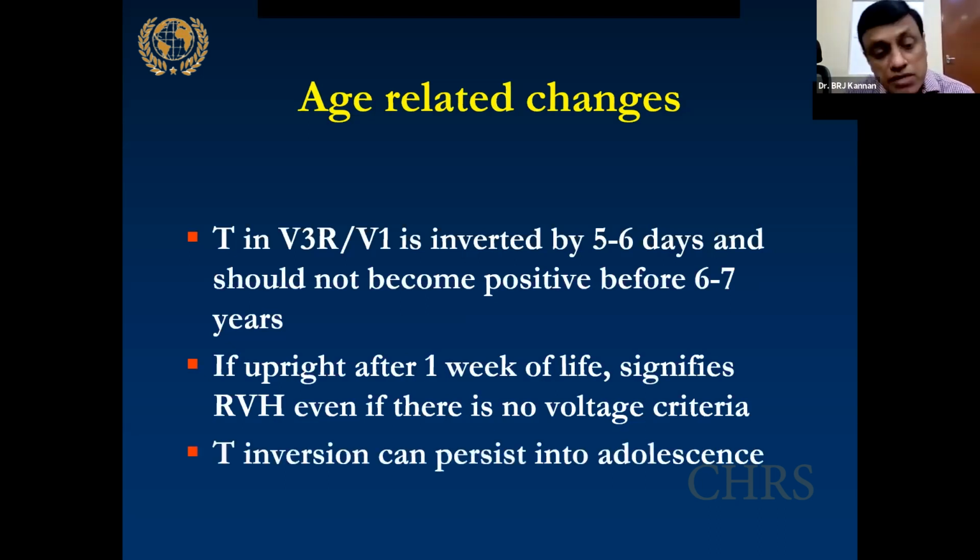The T inversion can persist even into adolescence, what we call juvenile persistence of T inversion. This variation also we should remember. A 16, 17-year-old boy can come with chest pain and you can find T inversion from V1 to V3. It doesn't mean abnormal. That is just the persistence of T inversion into the juvenile period.